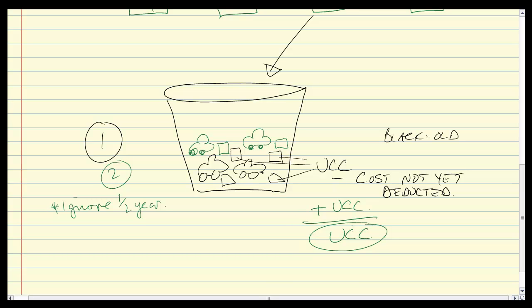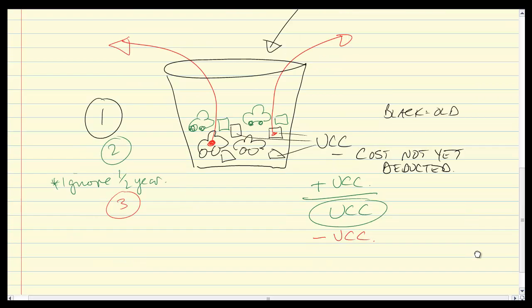But we're not quite done, because there's a third piece. Step 3 is this particular car died and was either sold or just fell apart, and this computer stopped working and we threw it out. So some things left and some things came in. The things that left took some UCC with them. They had some undepreciated costs that could have gone to the income statement had they stayed around, but they took it with them.